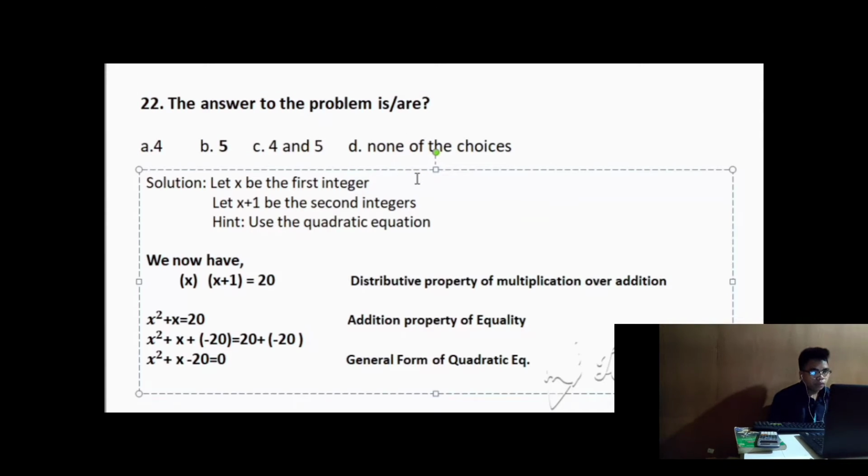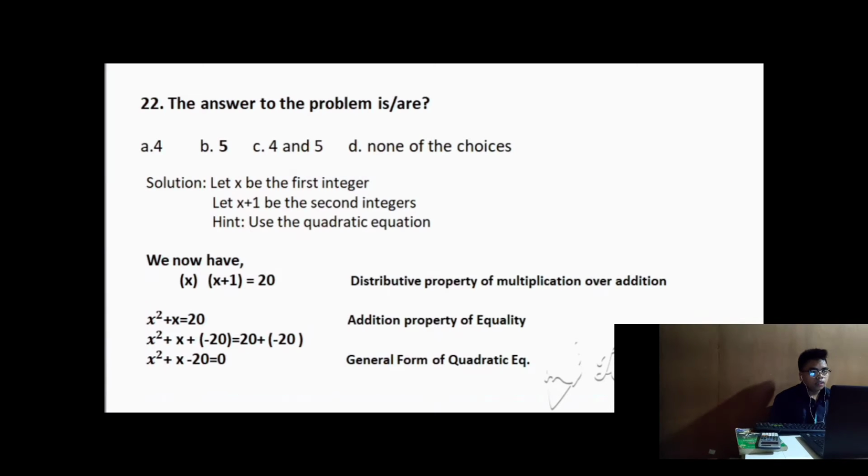So in this problem, we have to let x be the first integer. And we have to let x plus 1 be the second integer. And hint, use the quadratic equation. Therefore, since it is a quadratic equation, we have to multiply x to x plus 1, then equals 20.